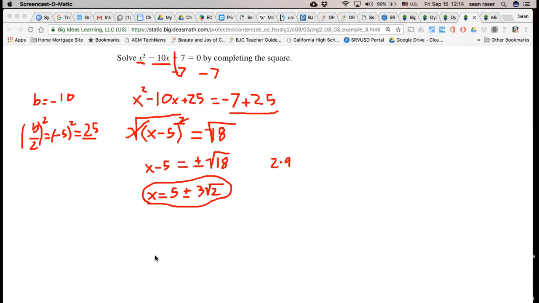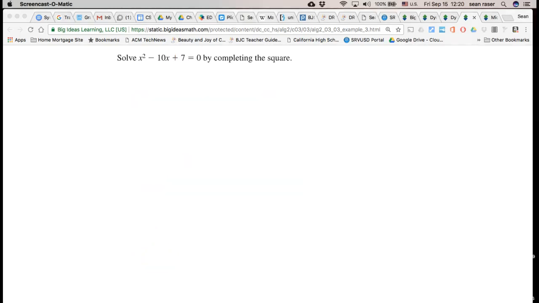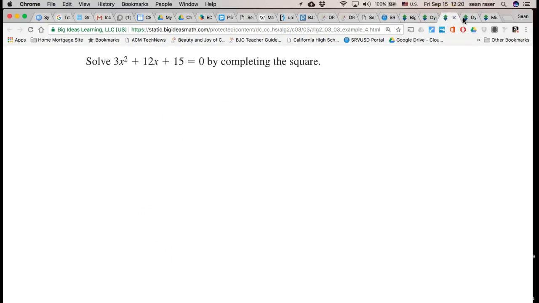Let's look at one more example, because I want to show you one thing that's a little different. What you've hopefully noticed is that in all of these problems, we've been able to factor these, but we haven't had a coefficient in front of our x squared. It's always just been x squared by itself.